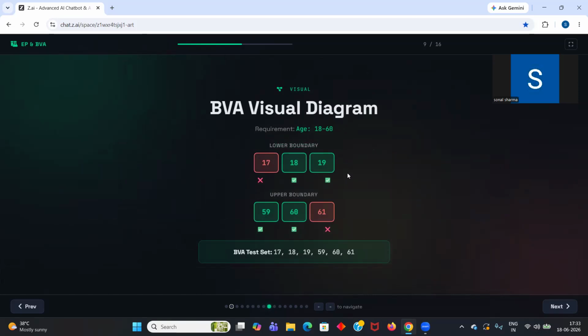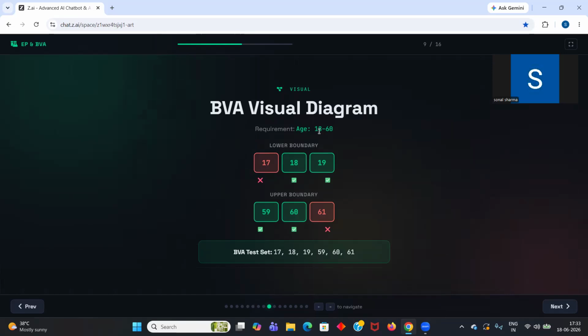So let's say our example was accepted age is 18 to 60. So boundary value analysis cases will be, first, let's talk about the lower boundary, that is 18. So first it will be 18. 18 should be accepted.